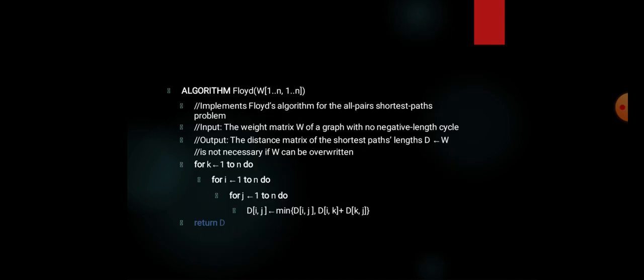Leave the first row and first column of d power 0 as they are, and find the remaining values by using the formula d of ij is equal to minimum of d of ij, comma, d of ik plus d of kj. By using the formula, you find the remaining values. That is, when you compute d power 1, you leave the first row and first column of d power 0 and find the remaining values.